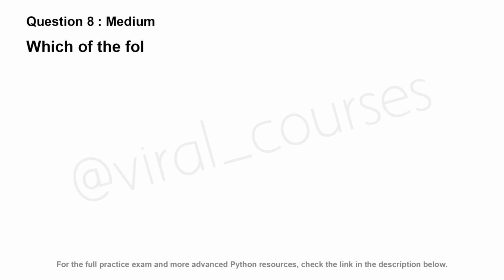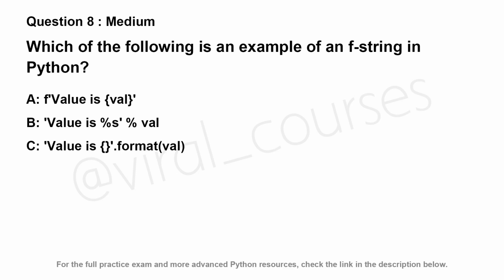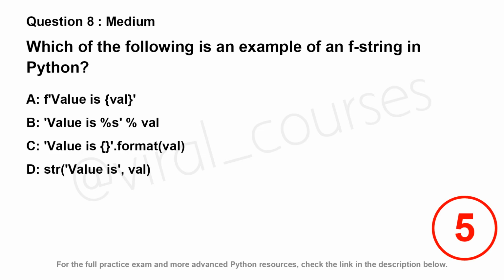Which of the following is an example of an f-string in Python? Option A, f'value is {val}'. Option B, 'value is %s' % val. Option C, 'value is {}'.format(val). Option D, str('value is', val).